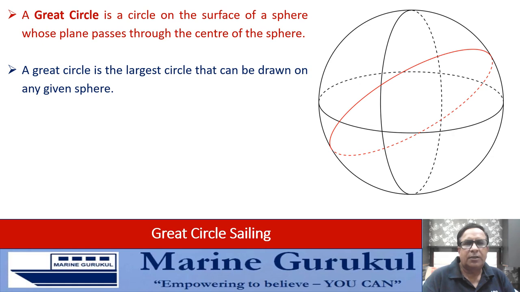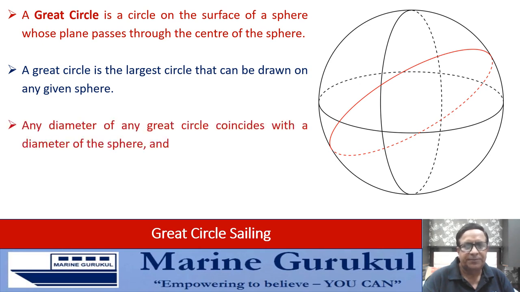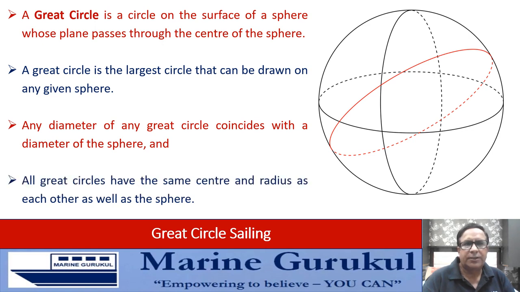A great circle is the largest circle that can be drawn on any sphere, meaning the radius of the great circle is the largest possible for any circle that can be drawn on the surface of the sphere. Any diameter of any great circle coincides with one of the diameters of the sphere. All great circles have the same center and radius as each other, as well as that of the sphere. So that means the radius and center of every great circle is the same as the radius and the center of the sphere.